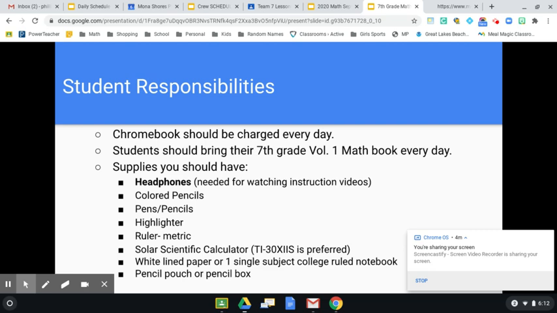You should also make sure you have your 7th grade volume 1 math book every day. Like I said, we're going to start lessons tomorrow. And so we will get right into the book and start chapter 1.